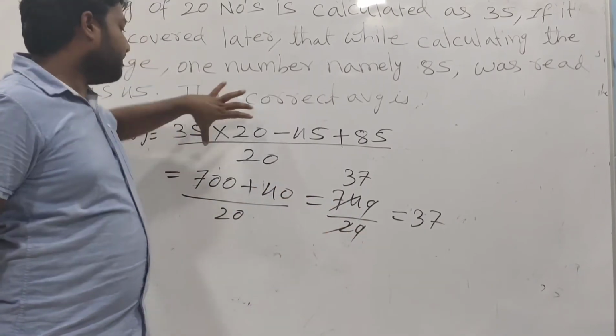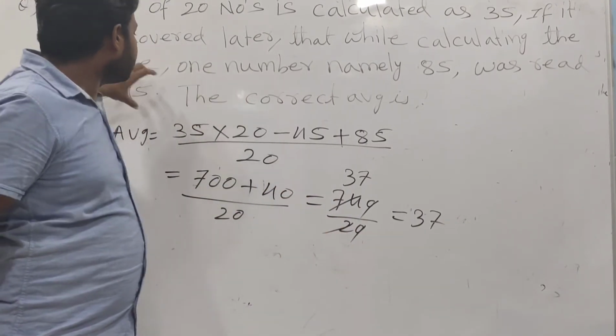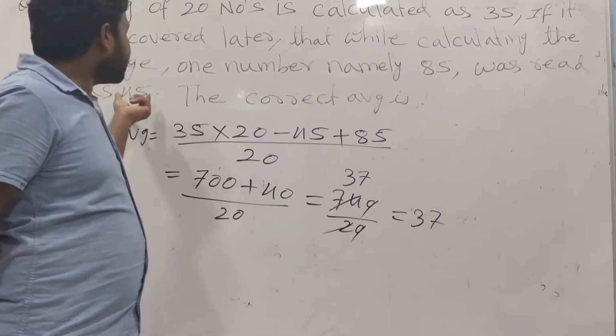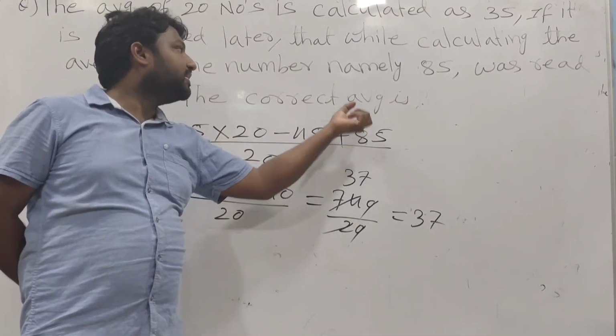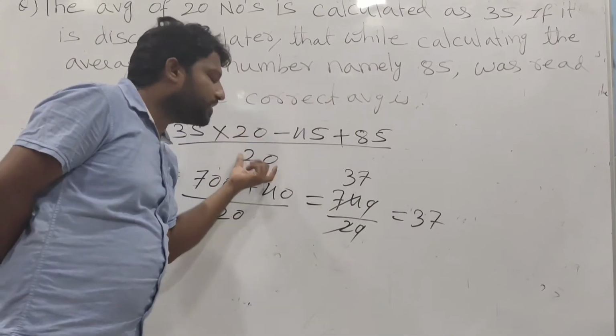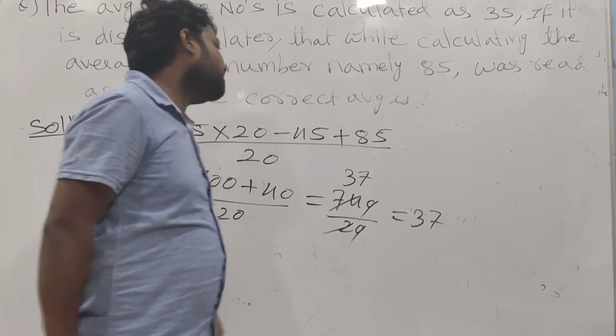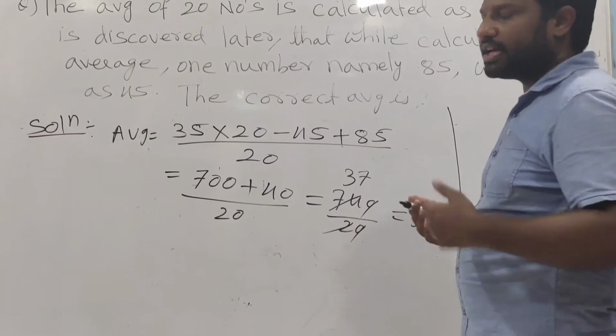So what I am doing: I am finding the total sum. Out of this total sum, the wrongly taken value I am subtracting, and I am adding the correct value. Then I am getting the sum. If I divide it by 20, then I will get the average. Now you can do it like this, and you can also do it another way.